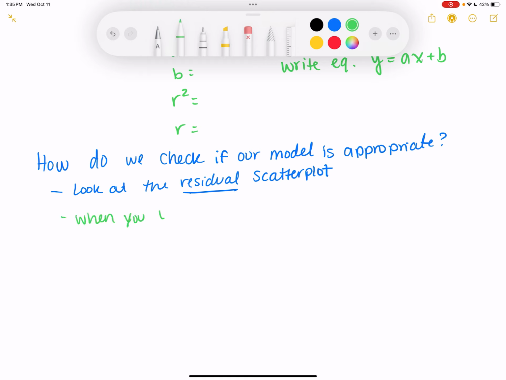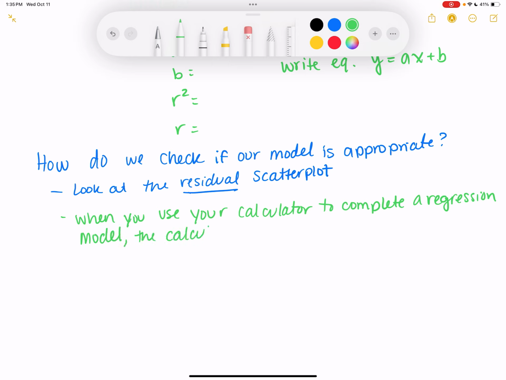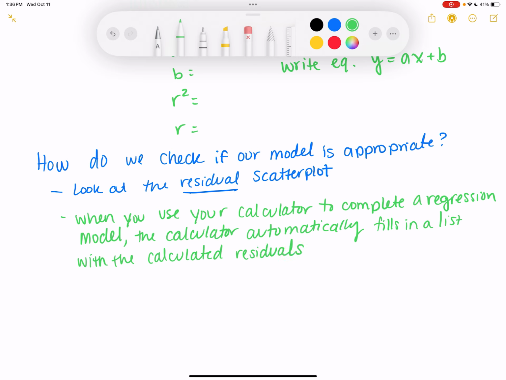When you use your calculator to complete a regression model, the calculator automatically fills in a list with the calculated residuals for each x value.